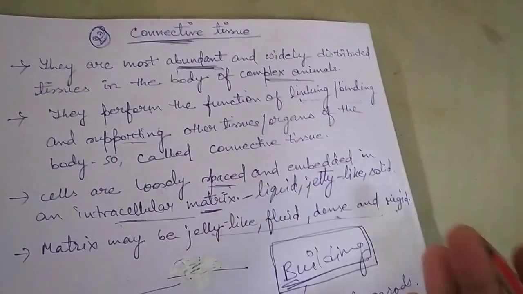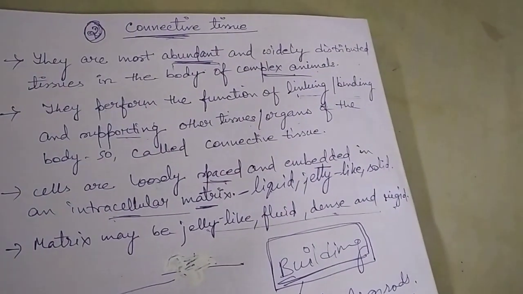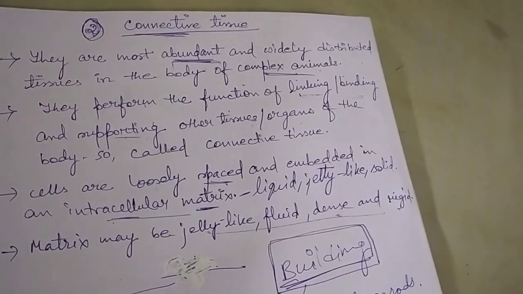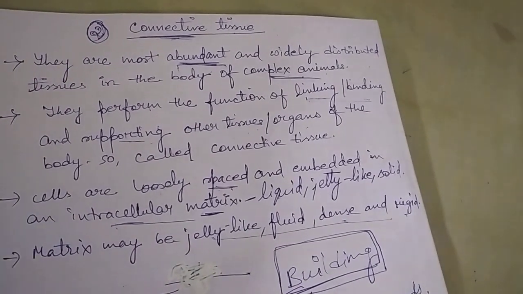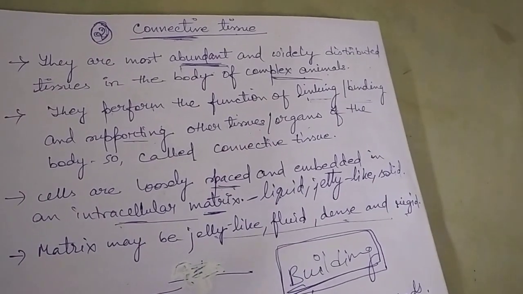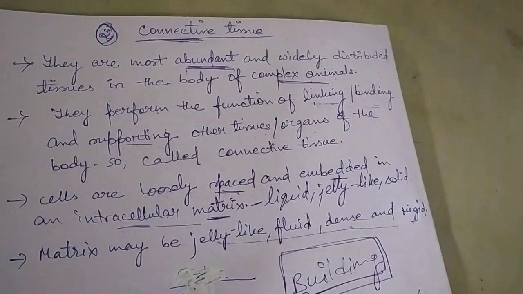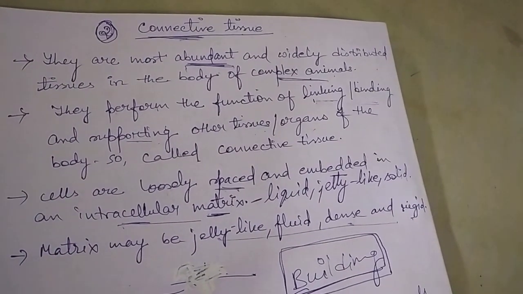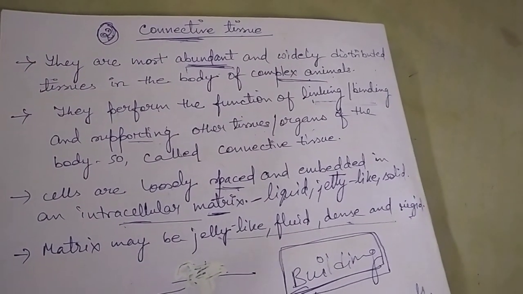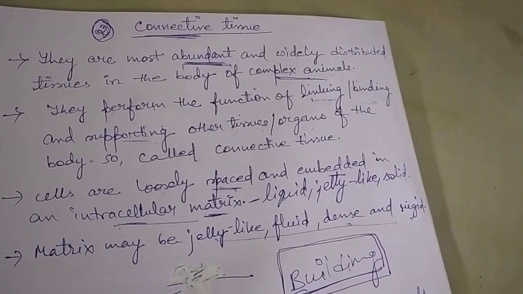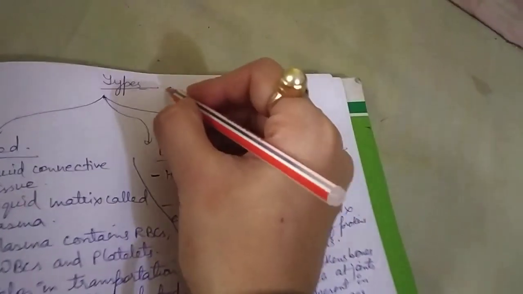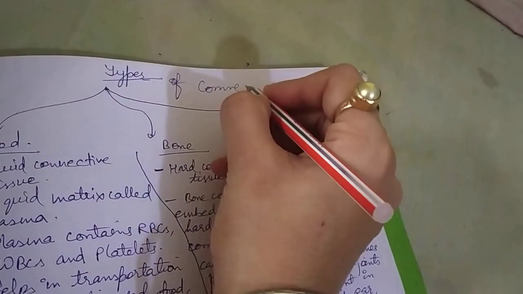From the name itself, connective means which connects. It connects different tissues and organs of the body, and since they connect, they are found in every part of the body, and we can say that they are the most abundant kind of tissue in the animal's body. The cells are loosely arranged and they enclose a matrix within them, a medium, which may be either liquid, dense, jelly like, or rigid. Now we will see the types of connective tissue.